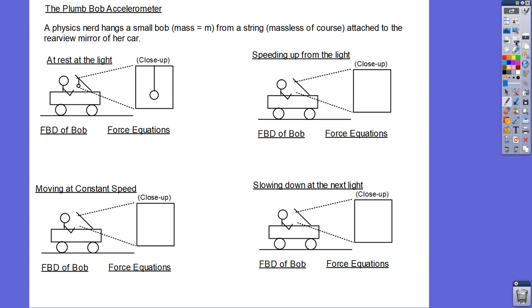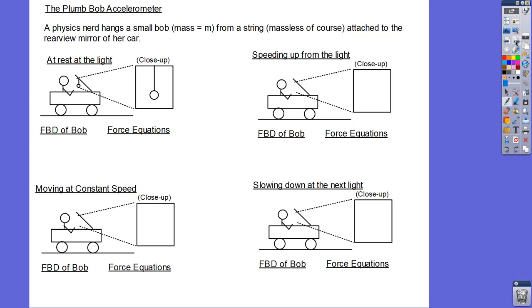Another example. This is something a little different. I don't think we got a chance to, so let's think about this. A plumb bob accelerometer. An accelerometer can tell you which direction your acceleration is in and how much. We're not going to worry about the how much part, but basically what we want to think of is you have something hanging from your rear view mirror. That's the idea.